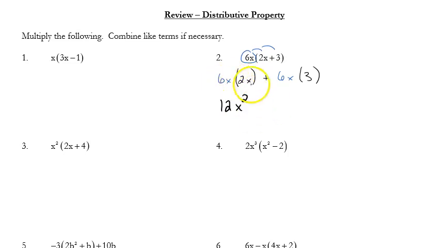The other thing that tends to happen is people get the 12x squared, and then they just say, oh, that's 6 times 3 is 18. Don't forget that when you're distributing 6x here, it's not just 6. You're distributing the x, and you need that in there. Those aren't like terms, so I can't combine.